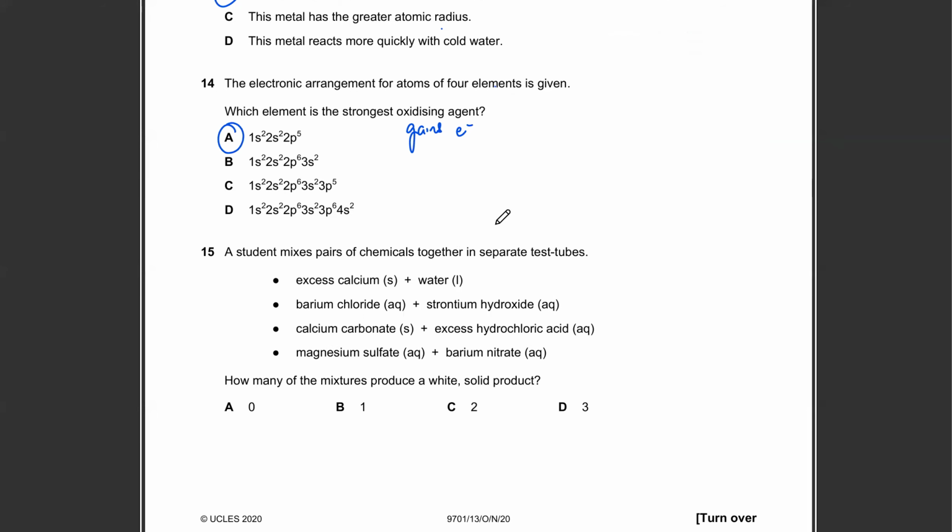A student mixes pairs of chemicals together in separate test tubes. How many mixtures produce a white solid? Is the first one producing a white solid? It produces calcium hydroxide, which is soluble, so no. Partially soluble. Partially. So I think that will produce a white solid.